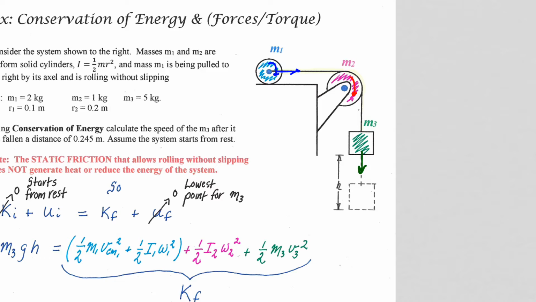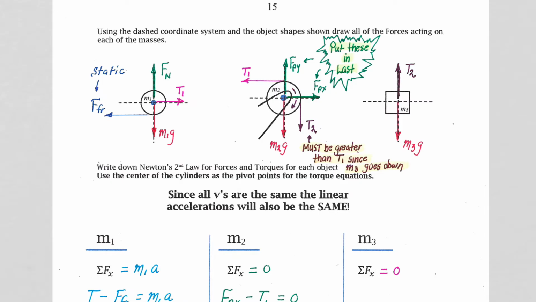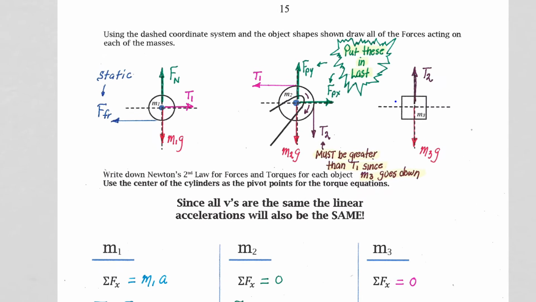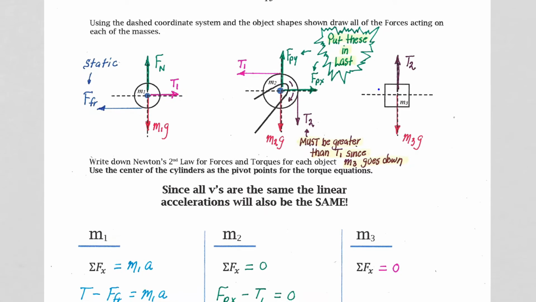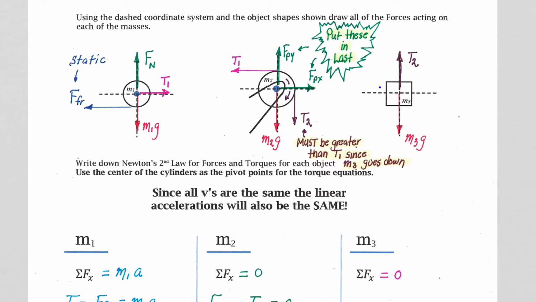But now we're going to analyze and think about how we would solve this system based on looking at Newton's second law for both translation and rotation, namely the sum of the forces and the sum of the torques. Well, to do that, we need to do force diagrams for all three of the objects in this problem. And let's start with the easiest one. Let's start over here with M3.